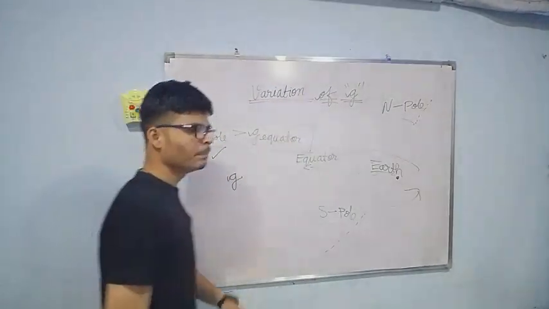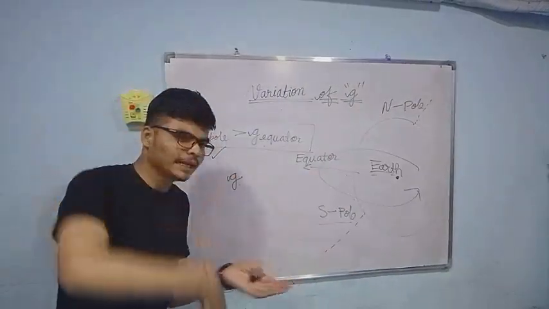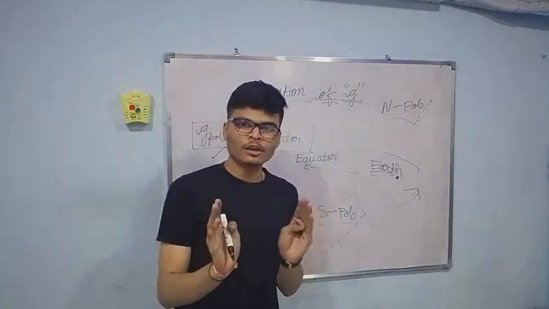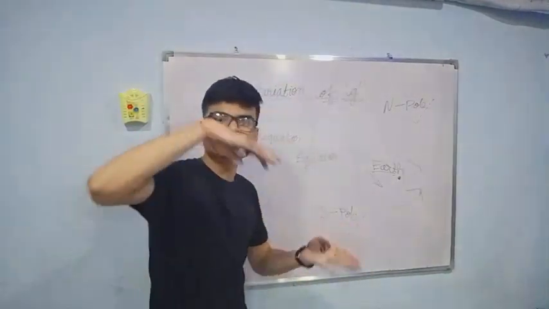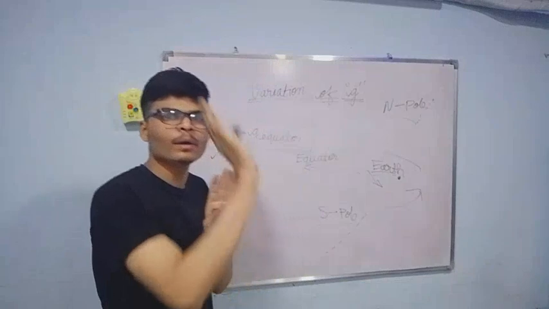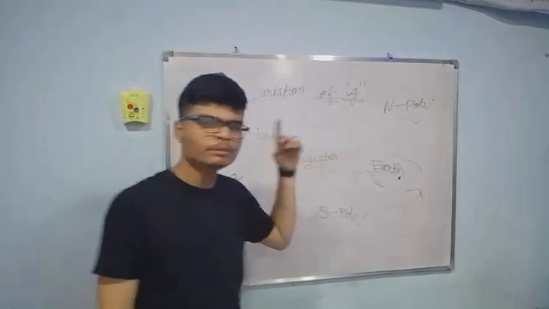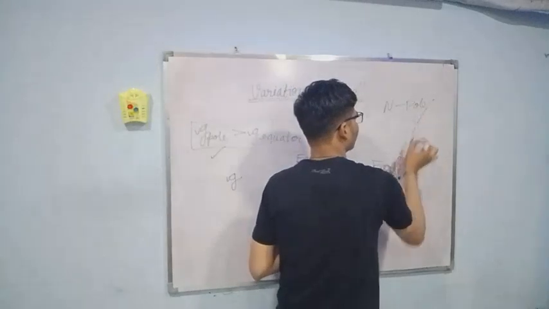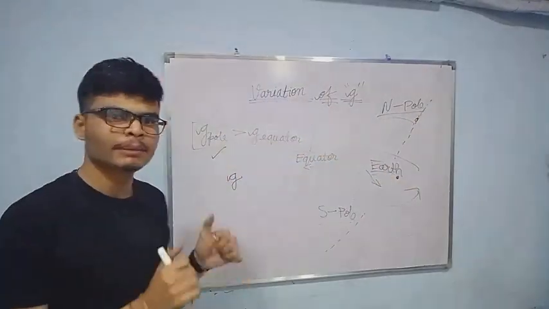This is because the deeper you go inside the earth, the value of g reduces, and the higher you go above the surface of the earth, the value of g increases. At the pole, the value of g is maximum.